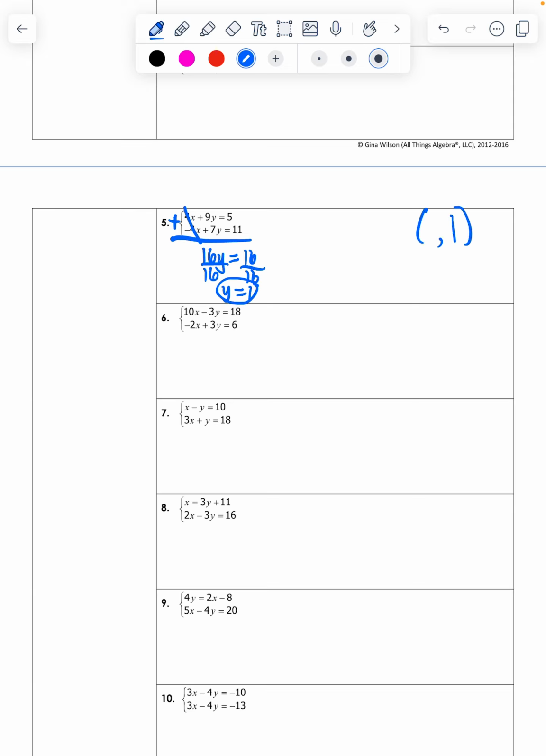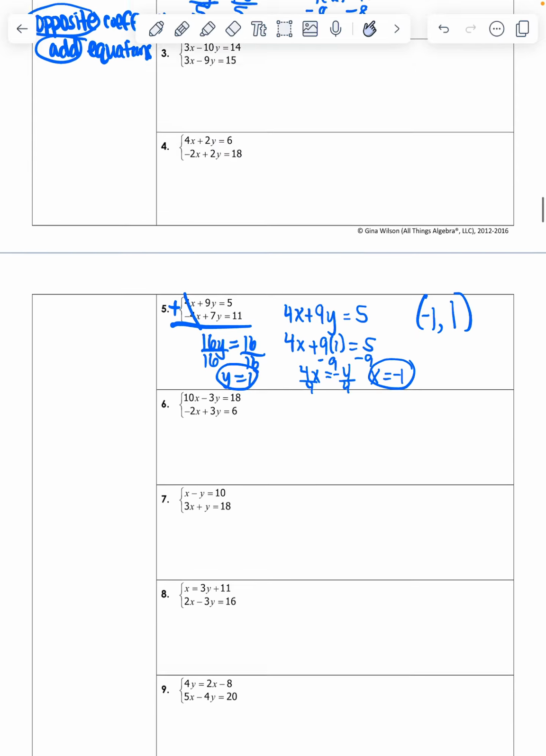We take the equation that we like better. I like the first one, 4x plus 9y equals 5. I'm going to replace a 1 in for y and solve it out. 9 times 1 is 9, so I would subtract 9 from both sides. 5 minus 9 is negative 4. When I divide by 4, I'm left with negative 1 for x. So altogether, my answer would be (negative 1, 1).